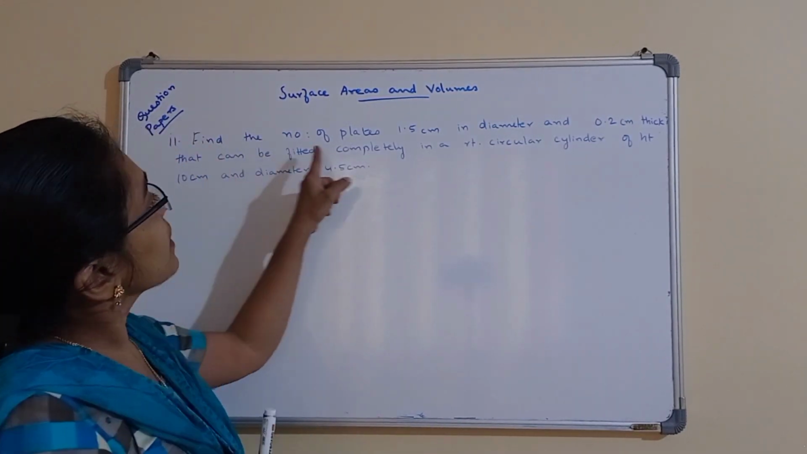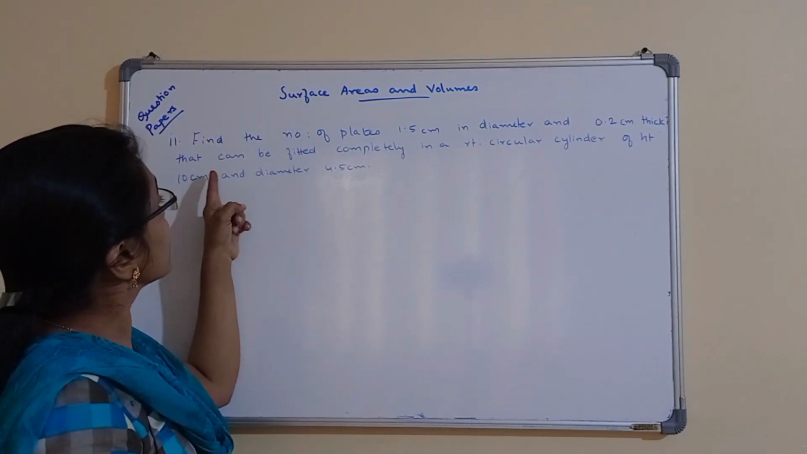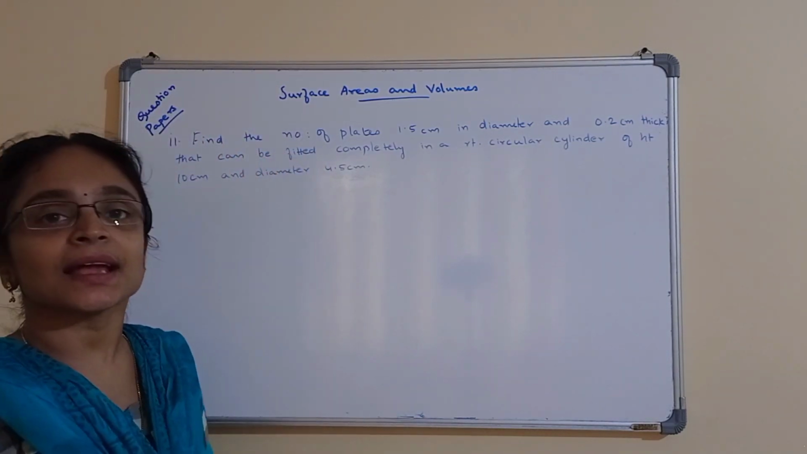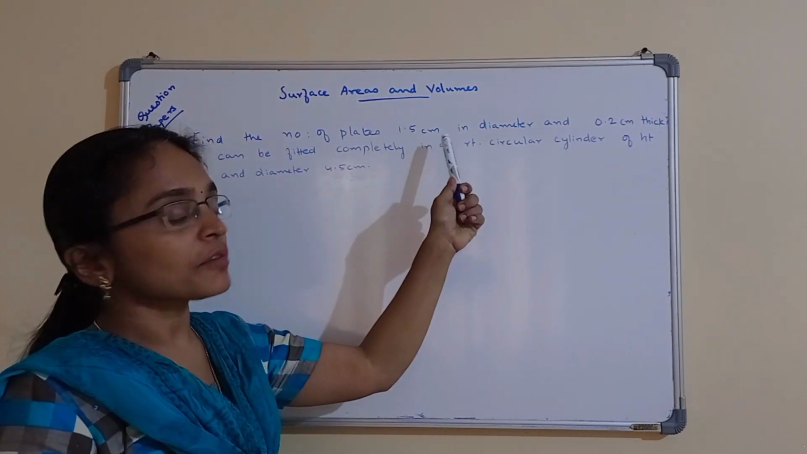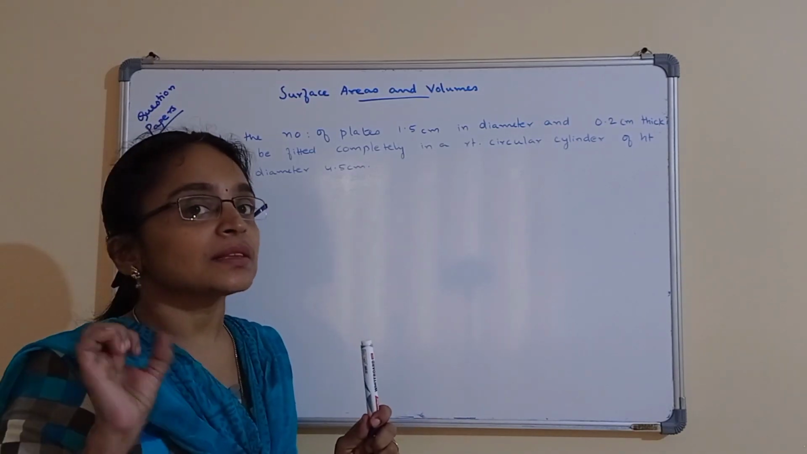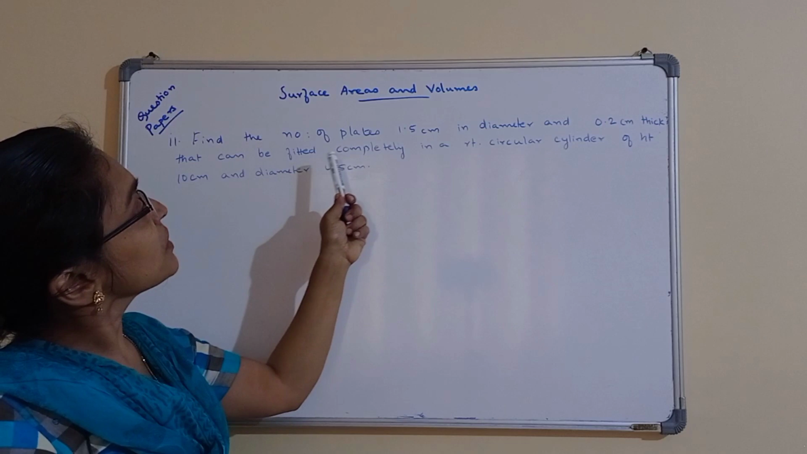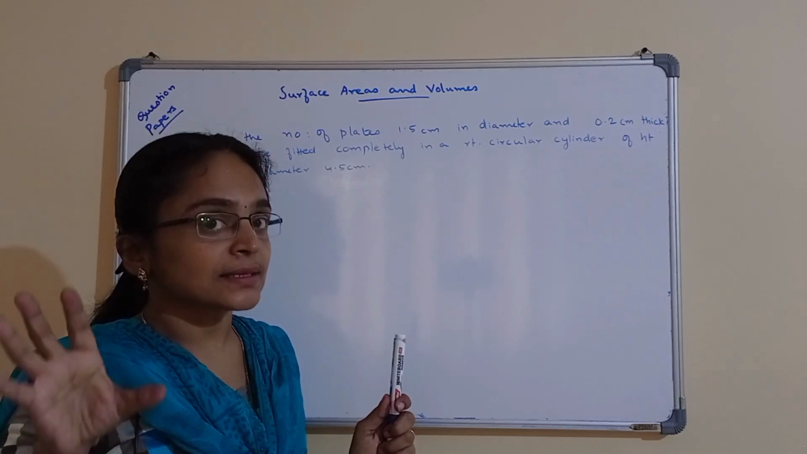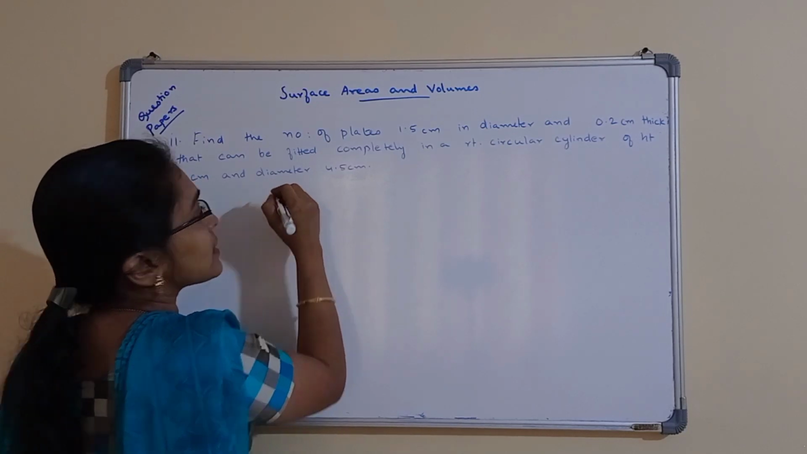Next one, find the number of plates of 1.5 cm in diameter and 0.2 cm thick that can be fitted completely in a right circular cylinder of height 10 cm and diameter 4.5 cm. There are plates of diameter 1.5 cm and 0.2 cm thickness, and the shape of these plates can be considered as a cylinder, right? And this has to be fitted completely in a right circular cylinder. How many such plates? That is the question.